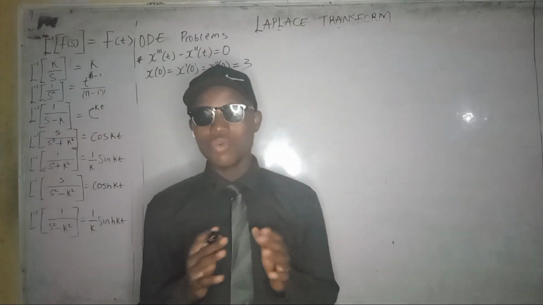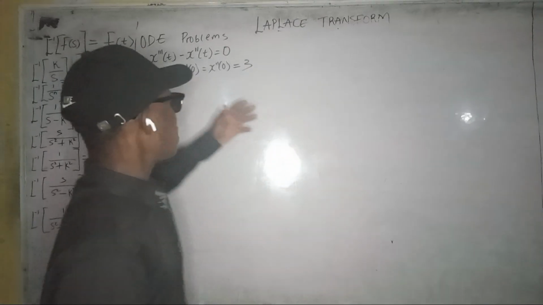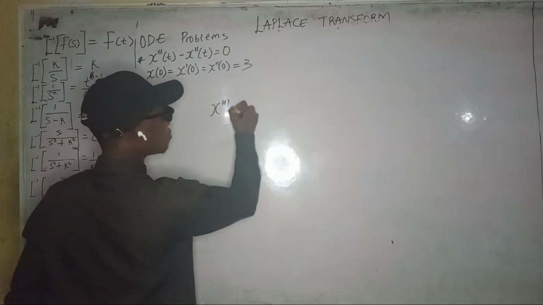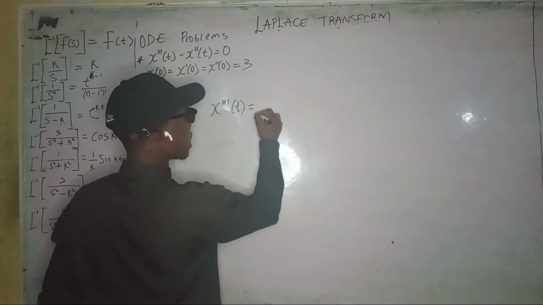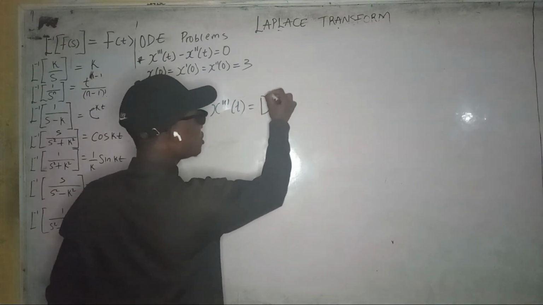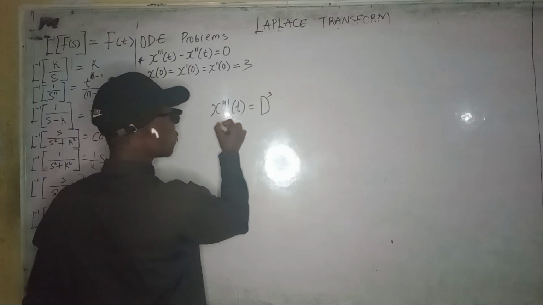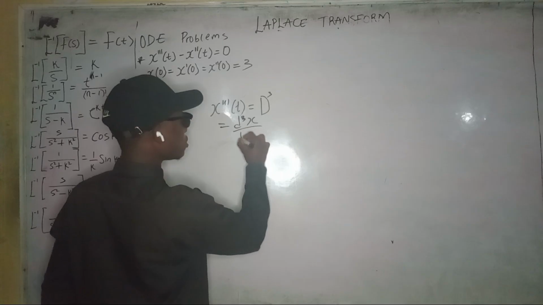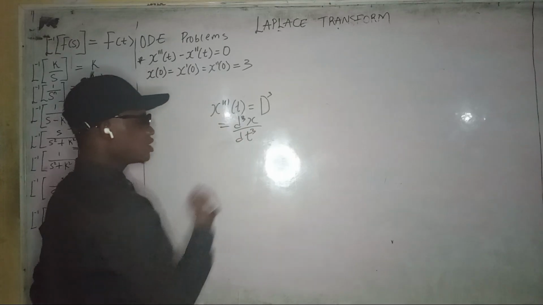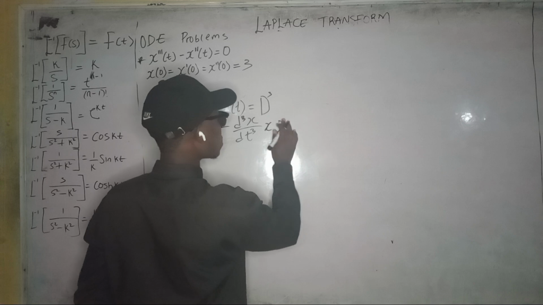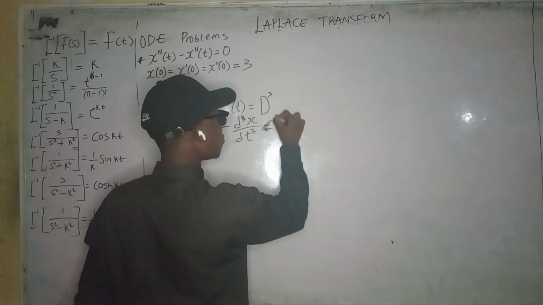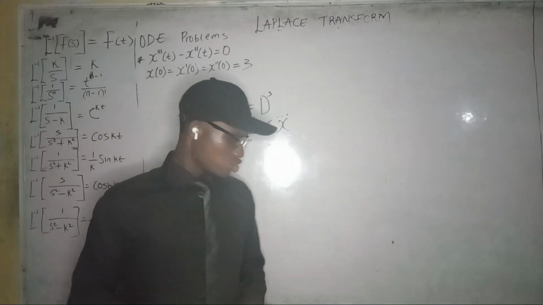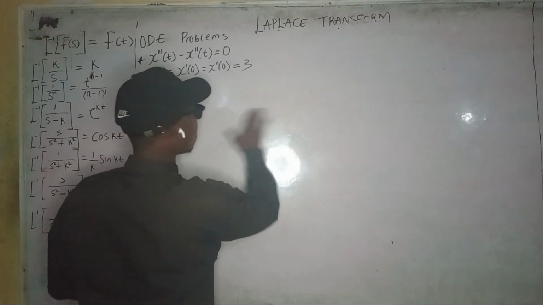Now, one thing you need to know about ODEs is that they can be expressed in different forms. This x triple prime of t can be expressed with a big D and then the cube. It can also be expressed as d cubed x over dt cubed. It can also be expressed as x with three dots on it, depending on the version of the textbook you are using. So that is it for that.